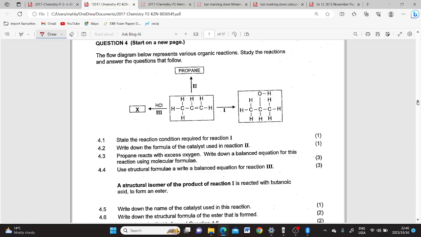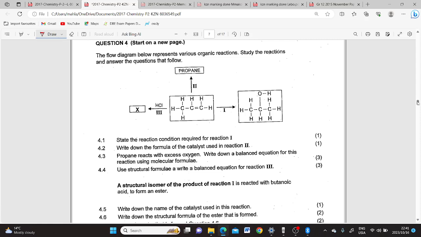Right, question 4. The flow diagram below represents the various organic reactions. Study the reactions and answer the questions that follow. We'll study the reactions through the questions. First one, state the reaction condition required for reaction 1. Let's look at reaction 1.